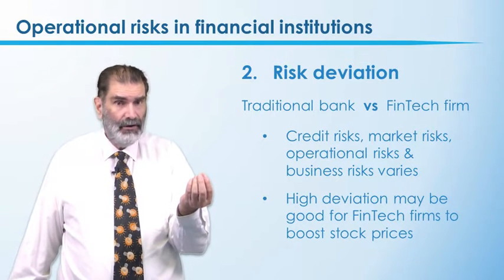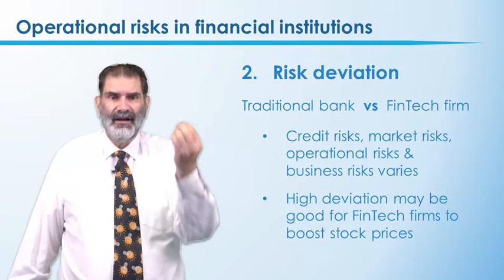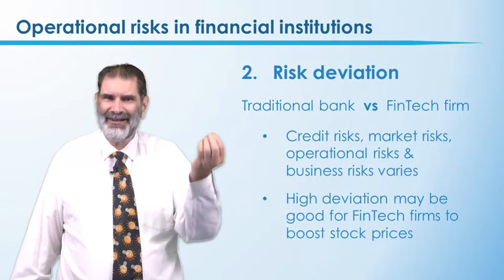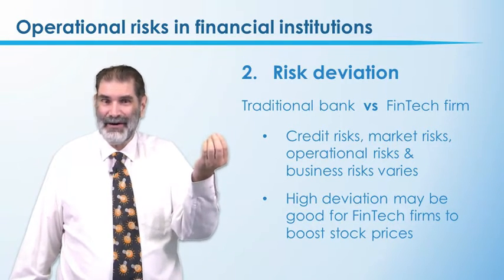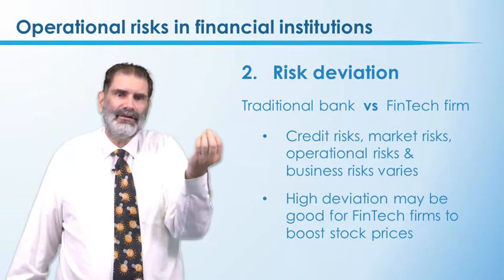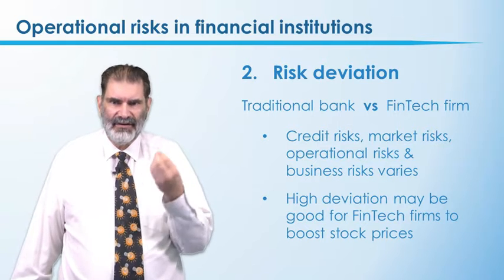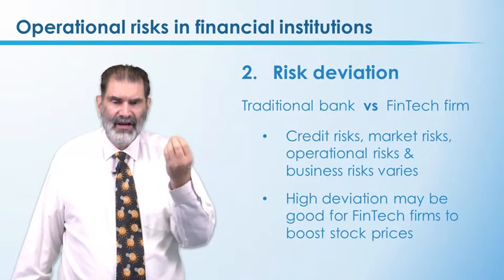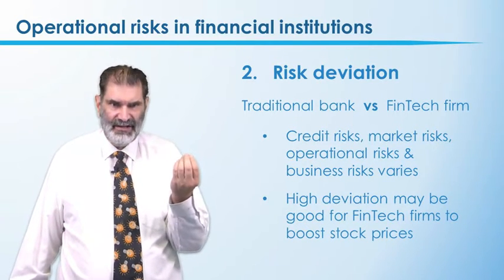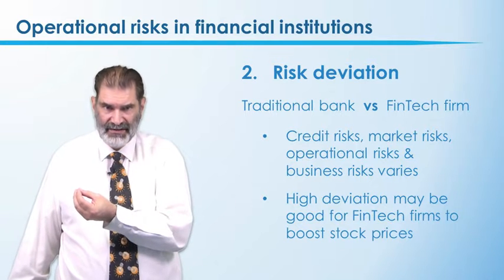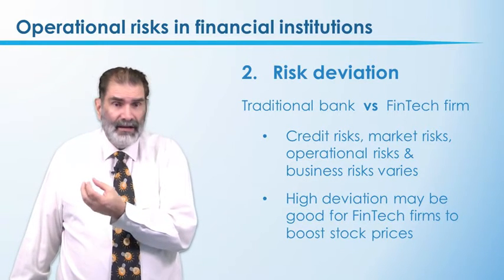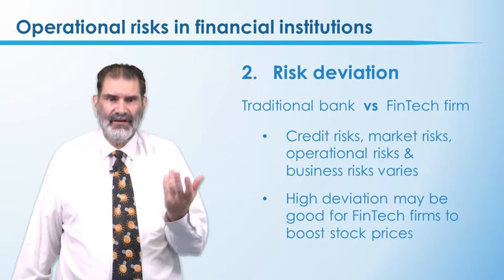That makes for good news for fintech firms, and higher risk means higher volatility. More likely the stock price will boom, but more likely you'll go broke as well. So just be aware that your risk deviation or derivatives are much larger in fintech than they are in traditional finance. That may be good, it may be bad. It just is riskier business.